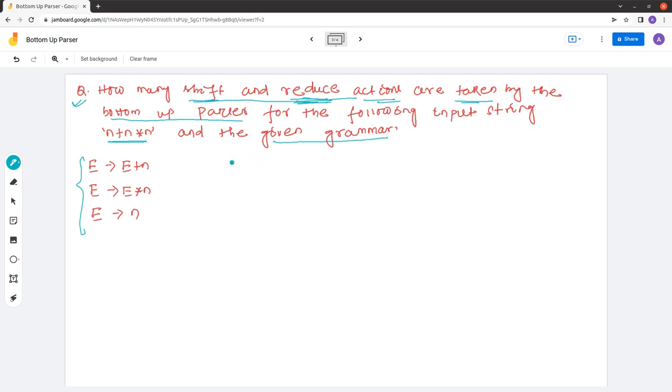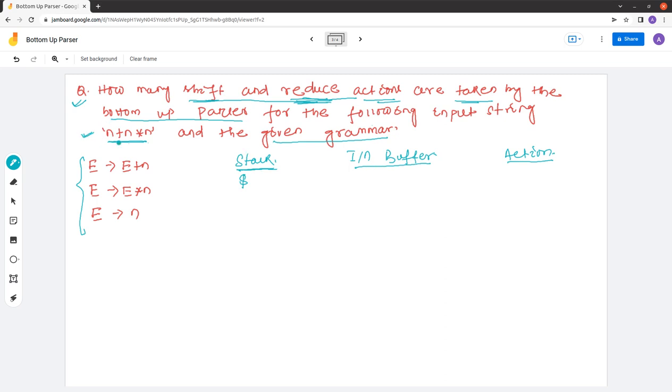So how to perform? See here, this is the stack, input buffer, then action. Stack, input buffer, then action. Initially the stack always contains $. What is the input buffer?